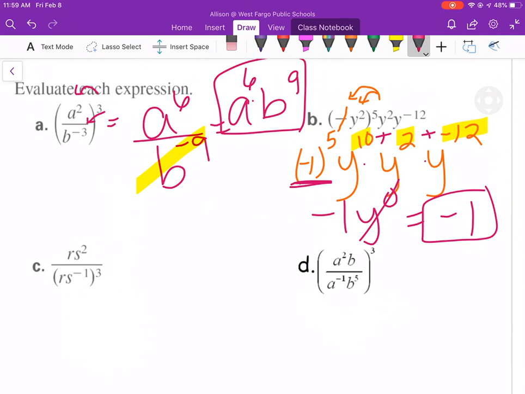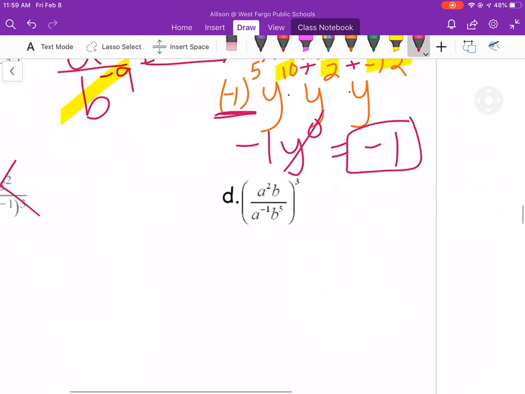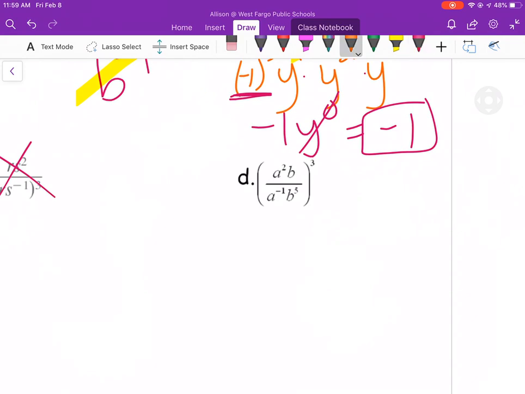I'm going to skip C for now just for time reasons, and I'm going to go over to D. So D, we have a product and a quotient all raised to a power. So first thing you need to do is take this exponent and make sure to distribute it to each item in here, the numerator and the denominator. If it already has an exponent, you'll need to multiply those exponents.